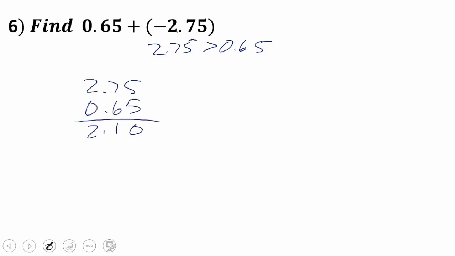2 minus that's 2. Bring down the decimal. Since 2.75 is greater and 2.75 is negative, my final answer is -2.1. I don't need that 0. I don't need any of those ending zeros.